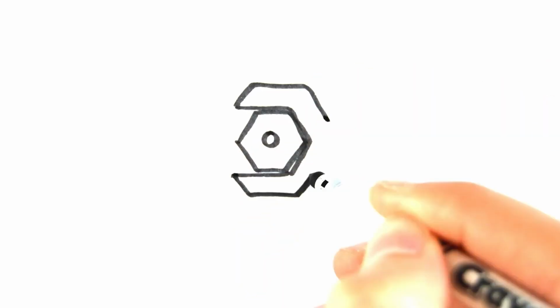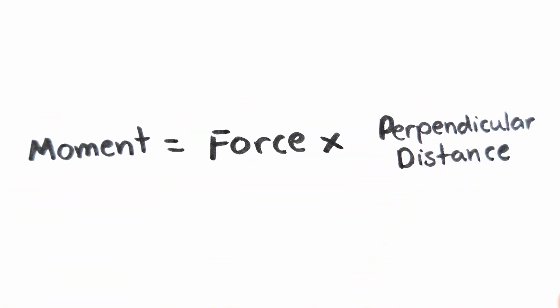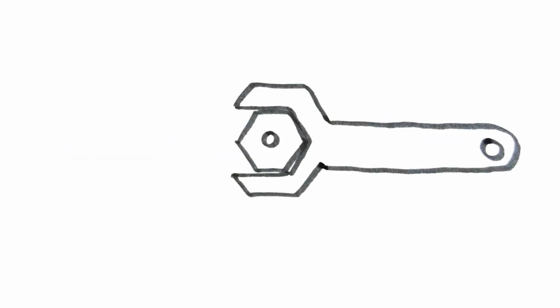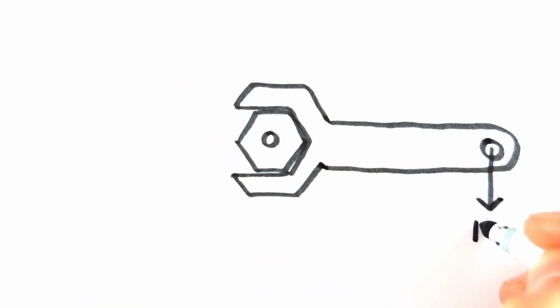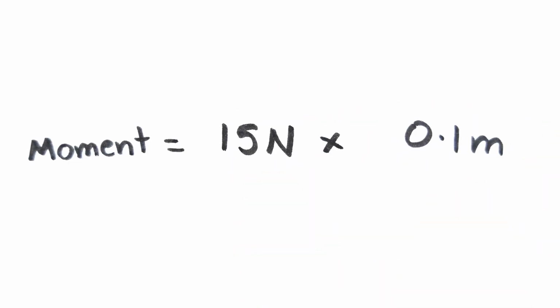A moment is a turning effect of a force. It's calculated by multiplying the force by the perpendicular distance between the force and the pivot. For example, by turning a spanner, you are producing a moment. If you apply a force of 15 newtons to the end of the spanner, and the length of it is 0.1 meters, then the moment you are applying is 1.5 newton meters.